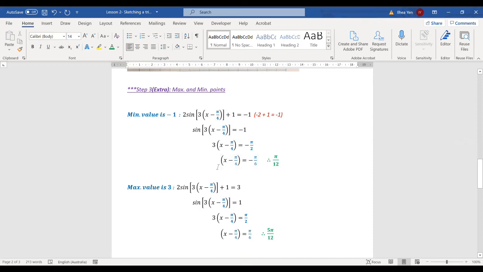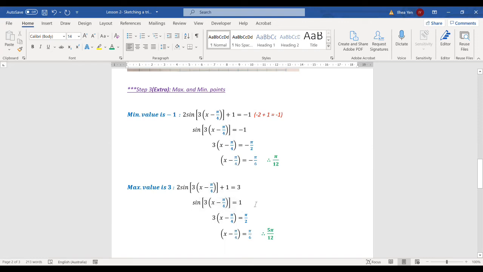Anyway, so when you do that, I just solve for x. So I know pi over 12 is my minimum. And if I change that to maximum value, the 3, so in this case, I want the sine value to be just 1. That way, 2 times 1 is 2, plus 1 is 3. So I'll do the same. And to get 1, I'll have to get just pi over 2. That's the first thing you will get, pi over 2.